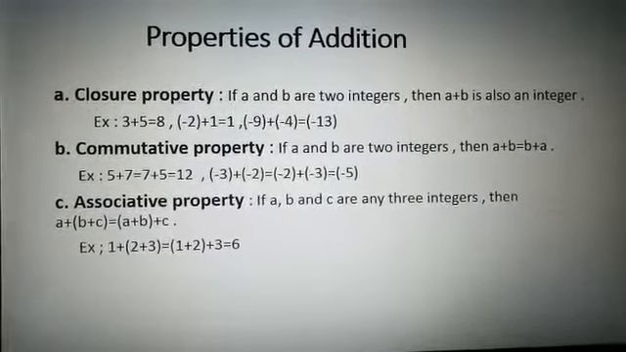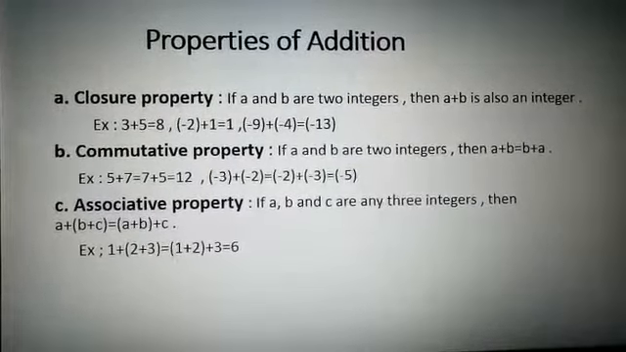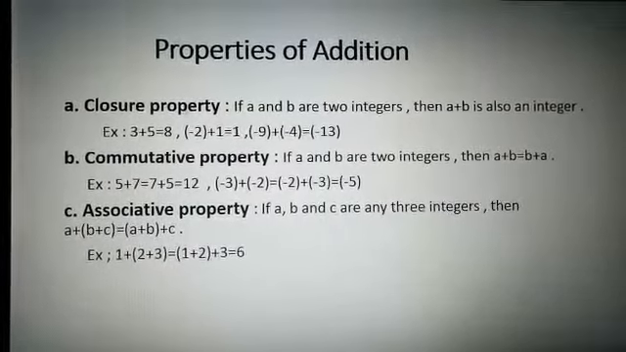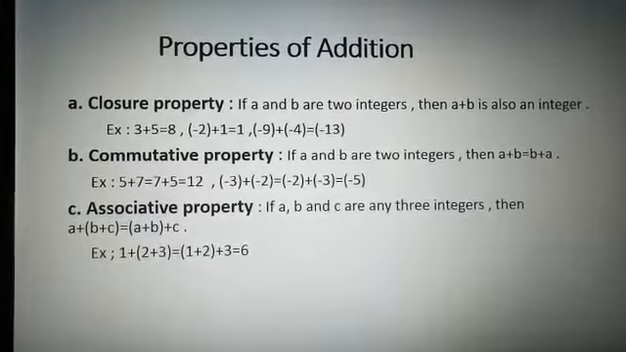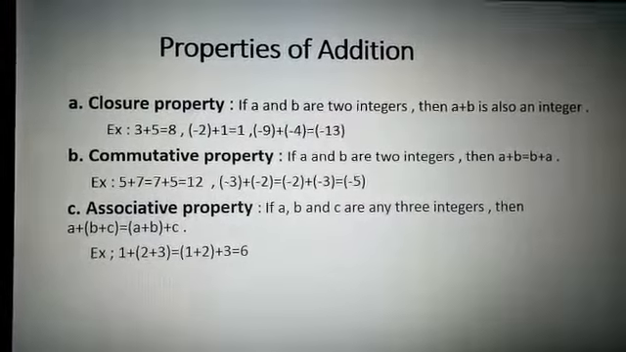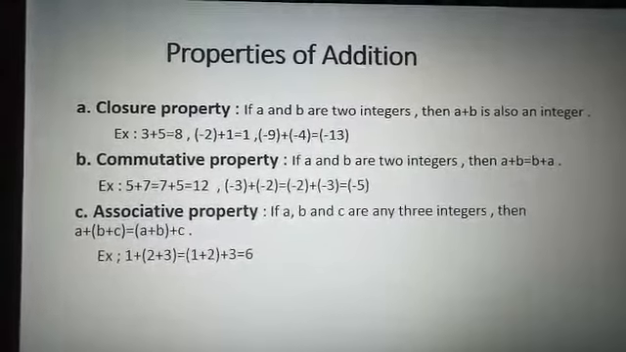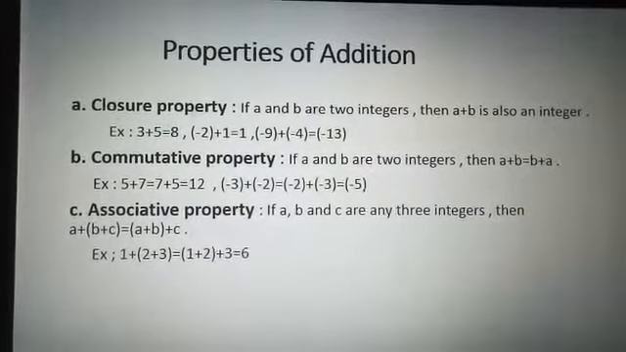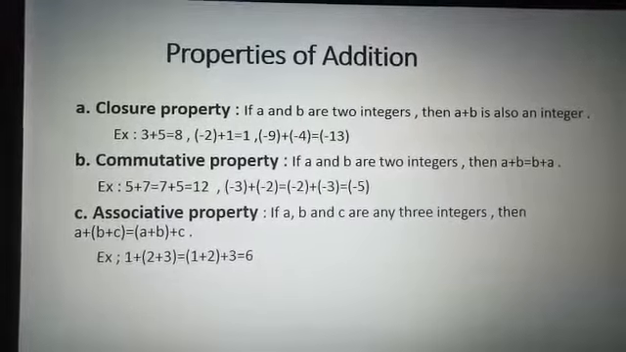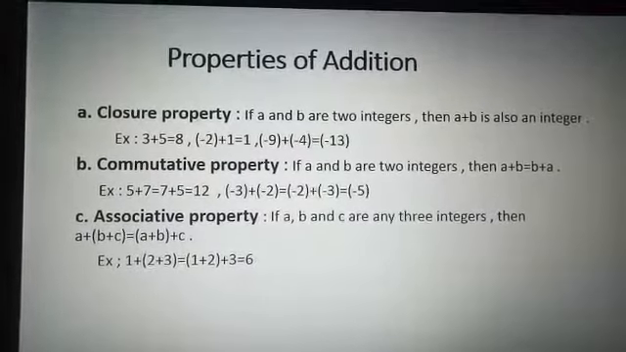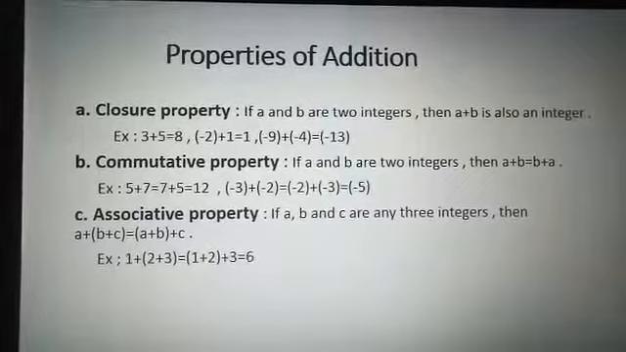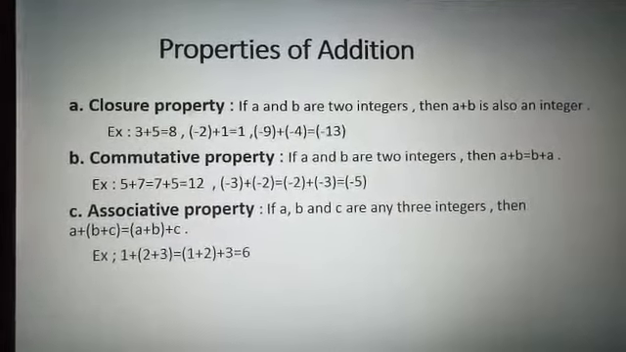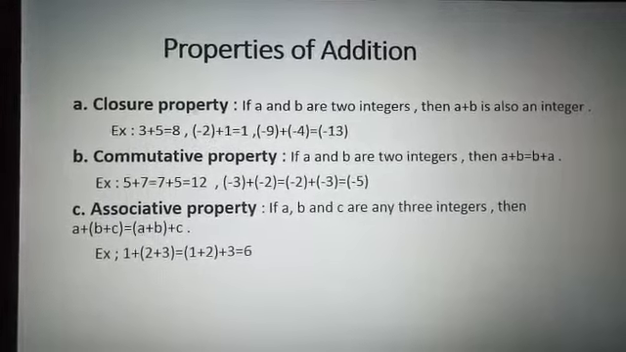There are 3 properties under addition. First is closure property, second is commutative property and third is associative property. Now see the first property, that is closure property. Closure property means if we take 2 integers and after that take the addition, if that addition is also an integer, that means it is closed under addition.